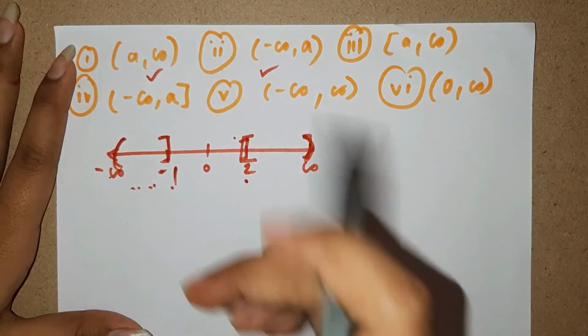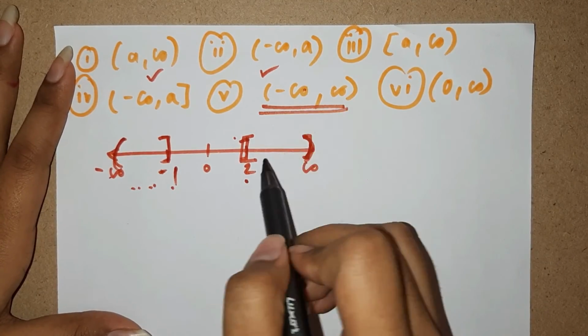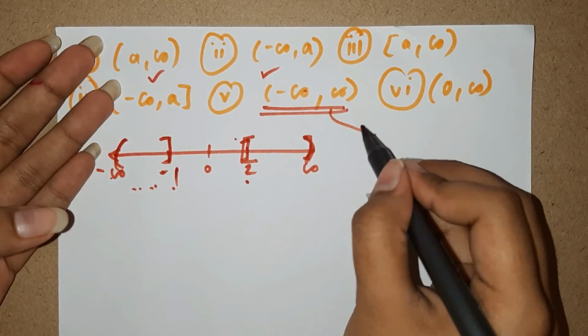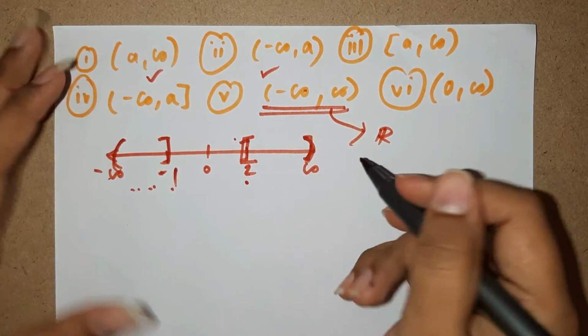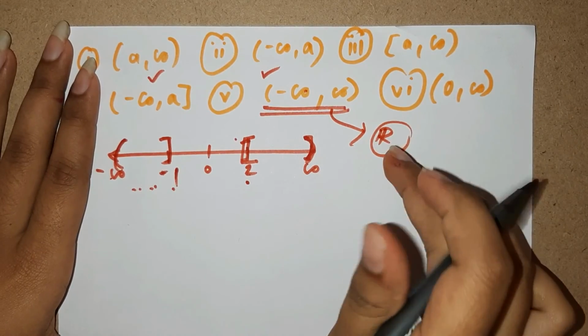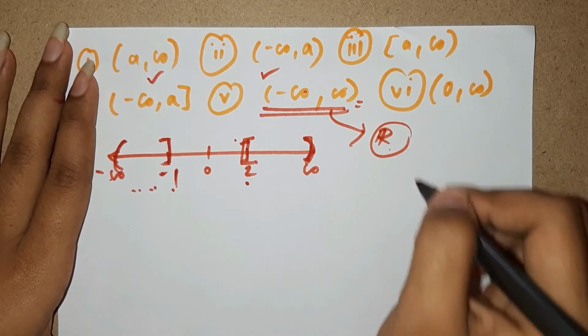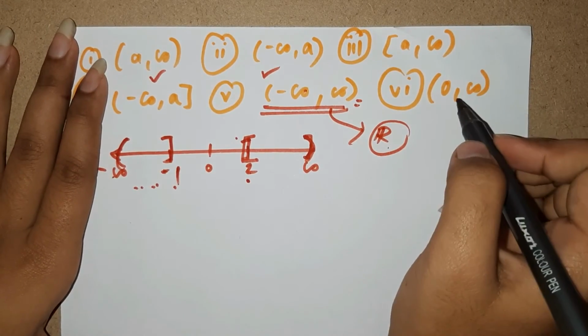That's the range. Now what is this? Minus infinity to infinity, that is the whole number line. Very simple, which means that is the real numbers. It is the set of real numbers, the interval of real numbers. So you will just make it equal to R. This is the symbol for real numbers.